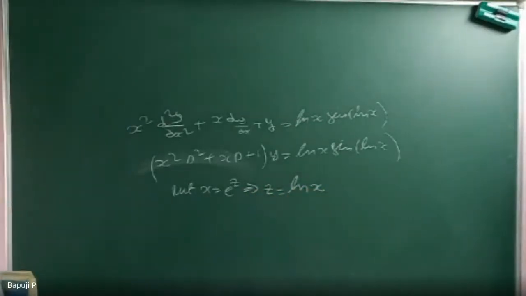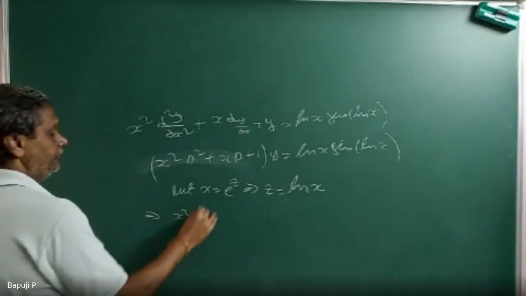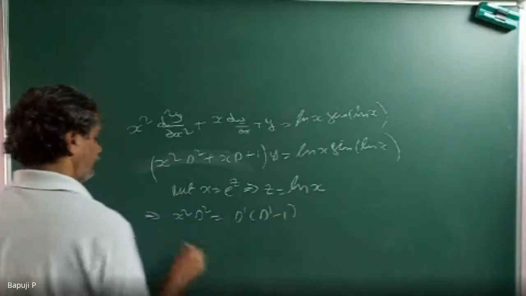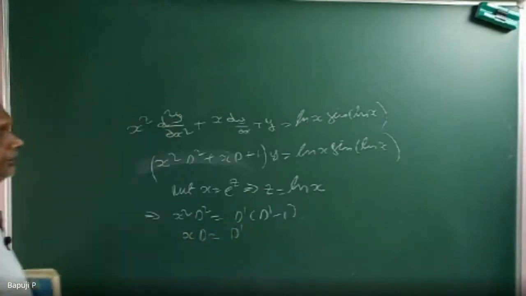z is equal to log x, which implies x square D square becomes D dash minus 1, and x D becomes D dash. Then go back and substitute it.